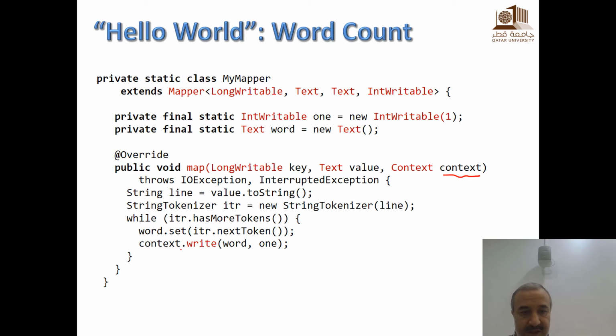Using the write function here. This is what will be grouped, not what you will write in the cleanup function or in the setup function. That's why we call them side data. These are not the main data. Whether you read it or write it, this is side data. It's dependent on what you are doing. But what will be grouped in the shuffling phase is what is written through this function.